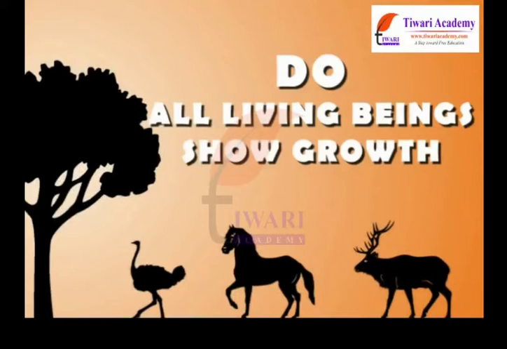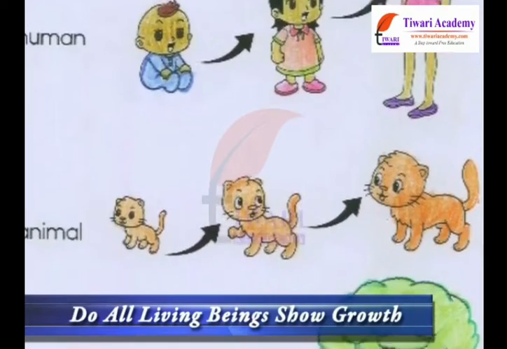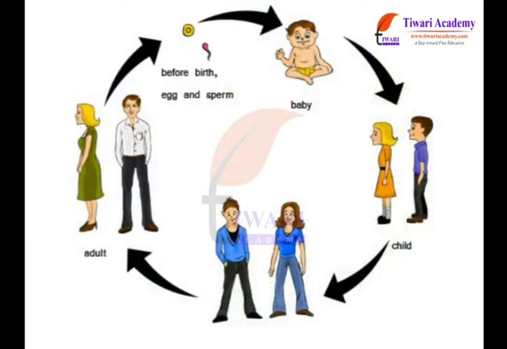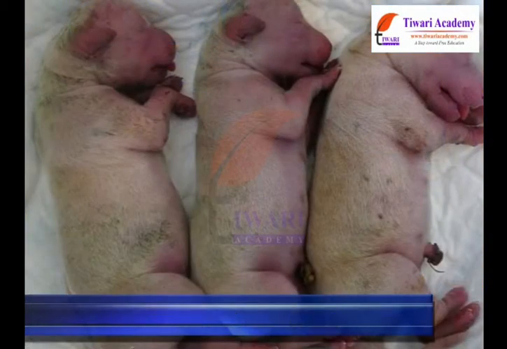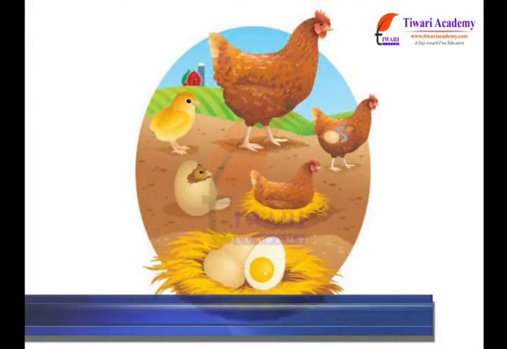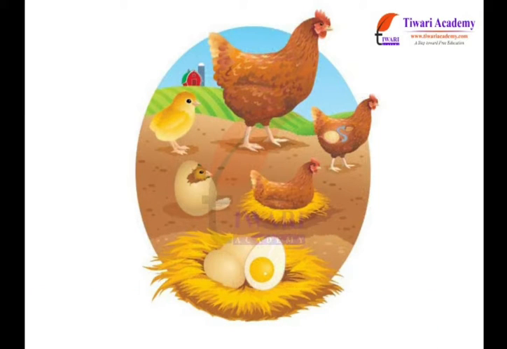Do all living beings show growth? All the living things grow in size as they grow older. Human beings give birth to small child which grow up to adult human beings. Growth in animals. Similarly, animals also give birth to small animals which grow up to adult animals. Growth in birds. Birds lay eggs, it hatches and chicken comes out of it. Chicken then grows up to an adult bird.